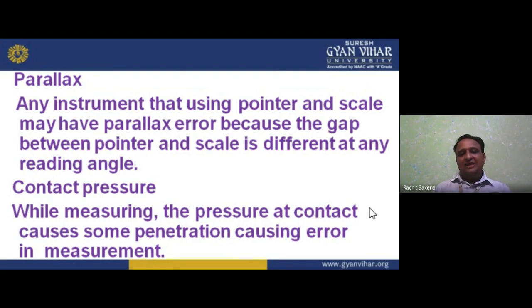So parallax, any instrument that uses pointer and scale may have parallax error because the gap between the pointer and the scale is different at any reading angle. Okay, see, if this is the pointer like this, and I am viewing like this, it is on the scale. So this finger is behaving like a pointer, this is behaving like a scale. If I am moving like this, there will be some angle between them, so we always have an error. That's known as the parallax error.